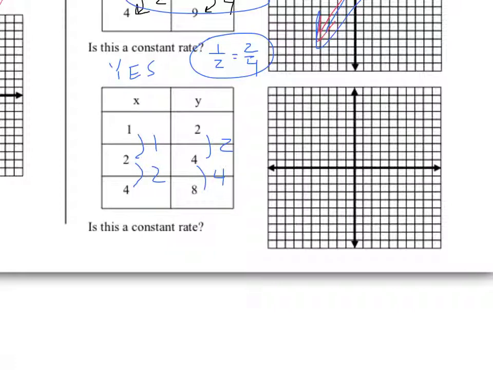He graphed the points 1, 2, 2, 4, and 4, 8. He's graphed these 3 points and he says, yes, Mr. Boots, I checked with my straight edge. These make a straight line. And he also said that I have the same ratio here. 2 to 4 and 1 to 2 are all the same thing. So yes, these are indeed at a constant rate.